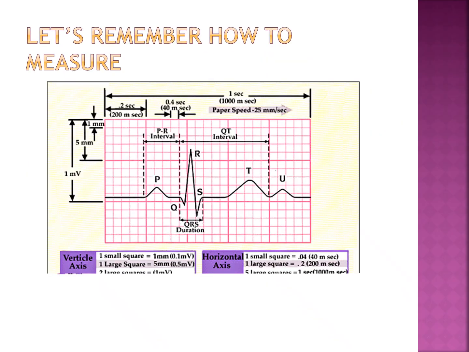So remember, amplitude or the terminal forces go up or down. Each little tiny square box that you're looking at is 1 millimeter, and as you go up, you increase. So one big square going upward is 5 millimeters. Keep that in mind when we're looking at how to measure.